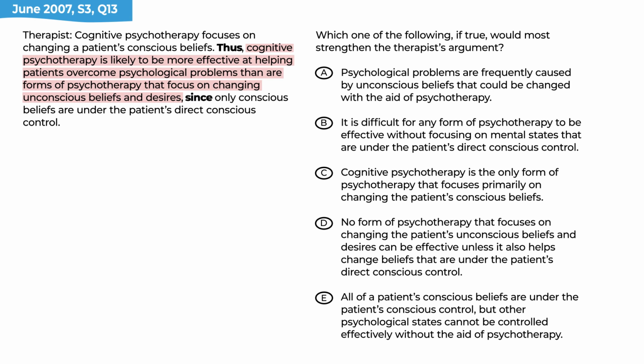Then we get the word since right afterwards. Right? So that's telling us that what comes at the end is actually evidence for why what comes after the word thus is true. If we look at that conclusion carefully, we notice that it's a comparison. It's comparing cognitive psychotherapy and other forms of psychotherapy that focus on changing unconscious beliefs and desires. Right? And they say that cognitive psychotherapy is likely to be more effective. So more effective is giving us that comparison between the two.